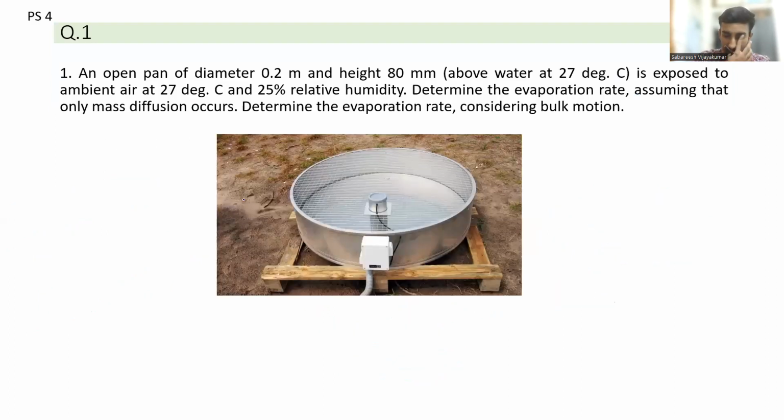So let us go to today's three important problems, which can be part of our problem discussion session 4, our final problem discussion session, related to diffusion mass transfer. It's a very simple question, but good understanding of it would give you much more understanding of the topic. The question is: there is an open pan of diameter 0.2 meter.